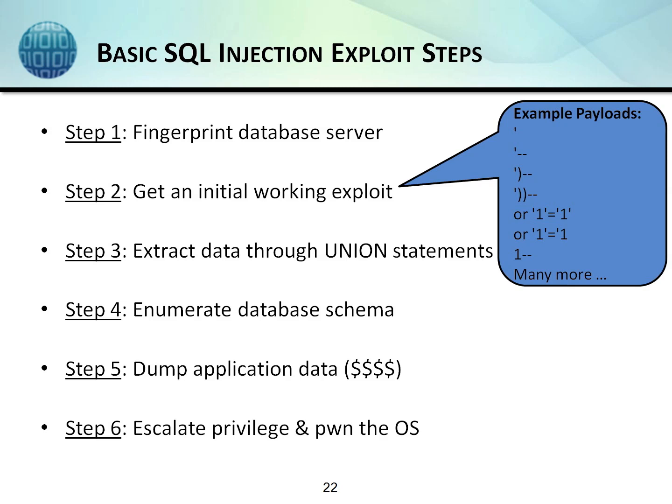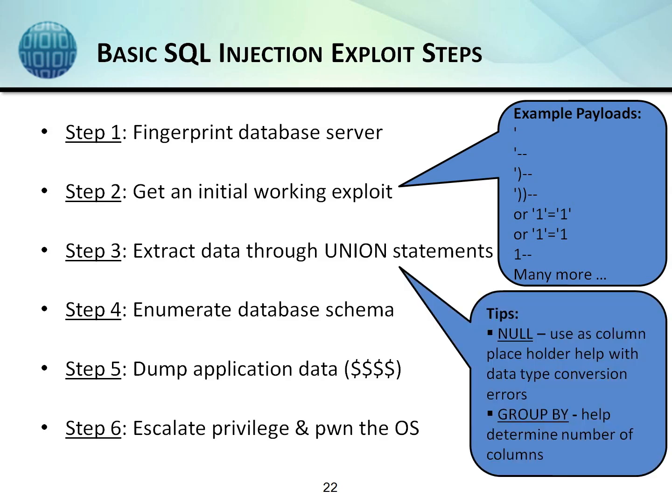And then once you're able to successfully execute a query, you're going to want to extract all the data from the database server, and you're going to do this through the use of a union statement. Then you're going to enumerate the database schema. Once we were able to run union queries, we got the listing of databases, the tables within each database, and the column names within each of the tables. Then we dumped the application data, and you're also going to want to do some checks to see whether the database login is privileged, and if it is, you might go after the operating system itself.